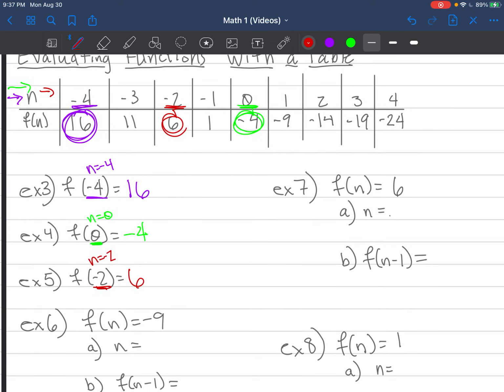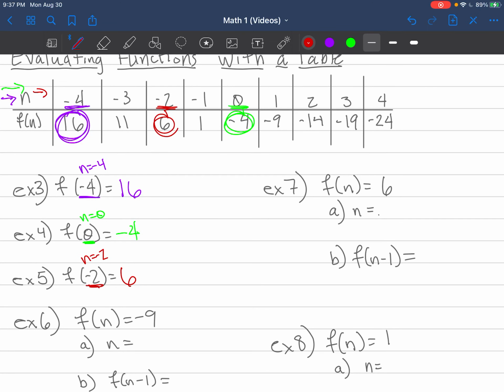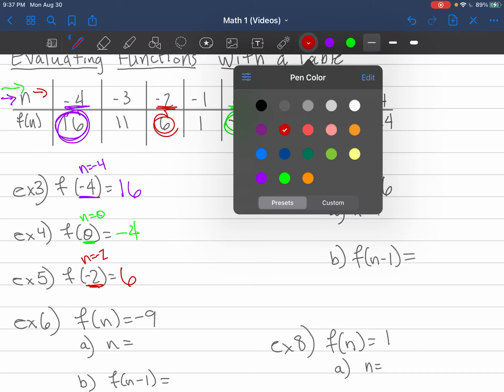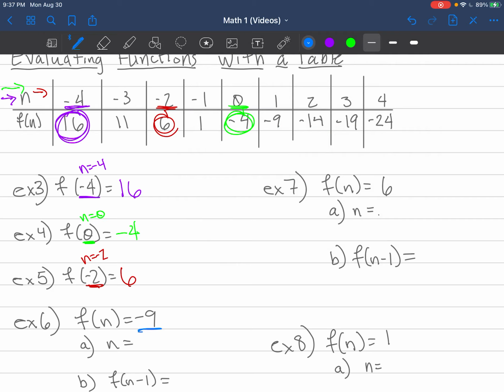Now let's look at example 6. Now we're told f of n is equal to negative 9. Okay, so let me pick a different color here. So now we are given negative 9. We need to figure out our n. So f of n equals negative 9. We're looking in the f of n column now for negative 9. It's back here. Its n partner is 1. So n is equal to 1.